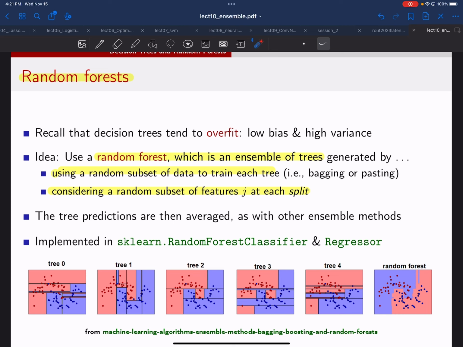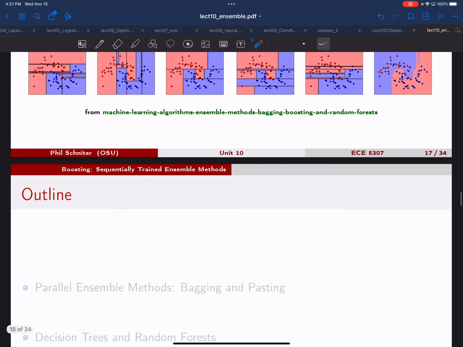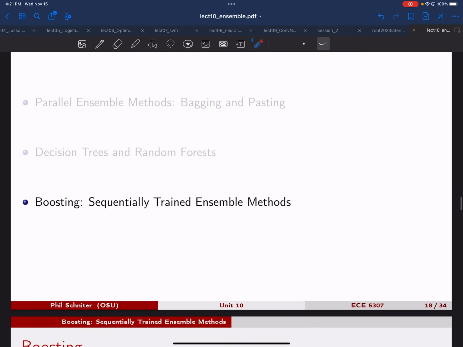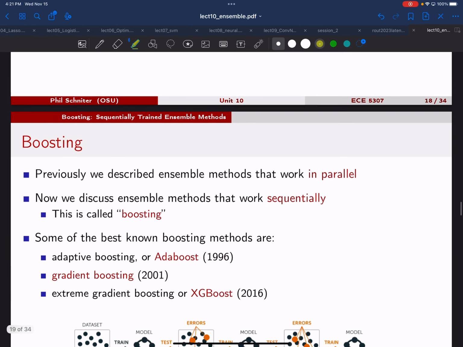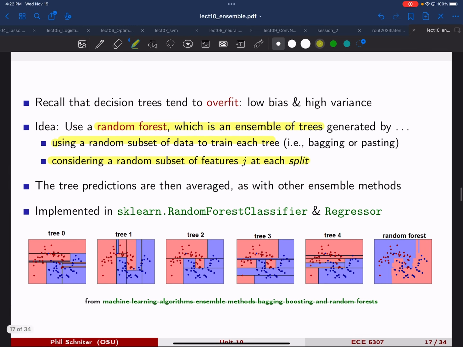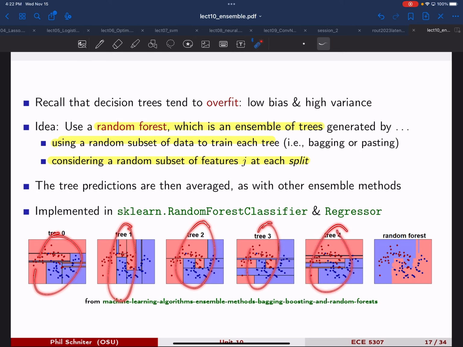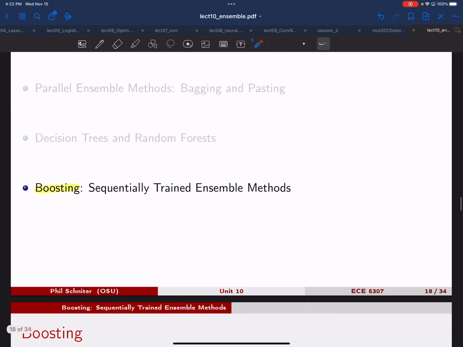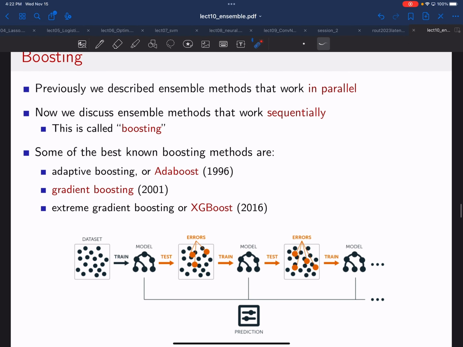Okay, making sense? All right. Okay, so the next thing I talk about is what they call boosting. And boosting is the sequential version. Previously, we have talked about methods that work in parallel. So like in this picture, all these trees can be trained in parallel. And at inference time, you can put a test sample through them in parallel. And then you would just combine all the outputs, right? So everything is parallel. But there's another way of doing things, which is serial or sequential.